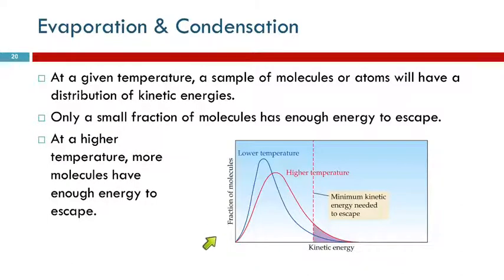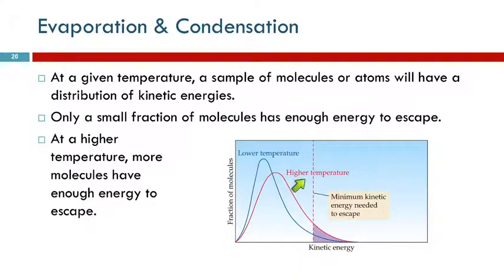So here's a graph, fraction of molecules versus kinetic energy. If we surveyed all the molecules in a glass of water, we'd find that some of them have very low kinetic energy, some of them have very high kinetic energy, and it forms generally a bell curve. And so here's more of an average. Most of them are in this middle. But some of them have high energy.